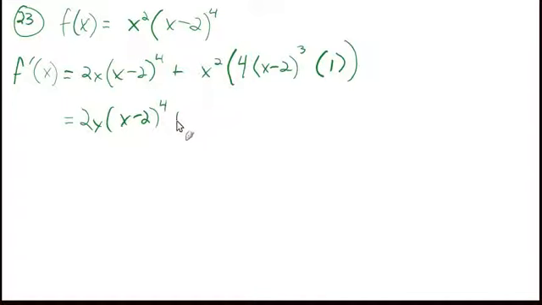And let's just simplify this out. 4x squared times x minus 2 to the third. Okay, and that's pretty much as good as it'll get.